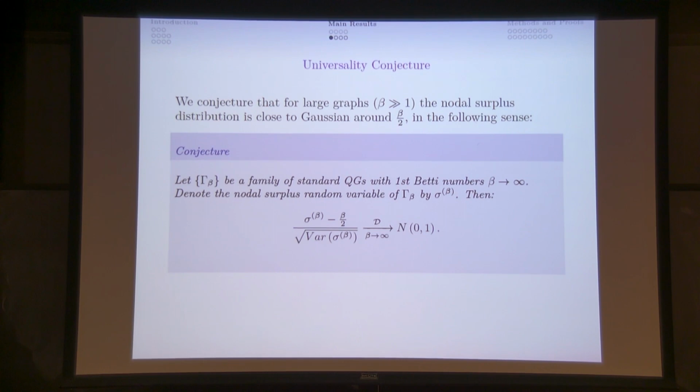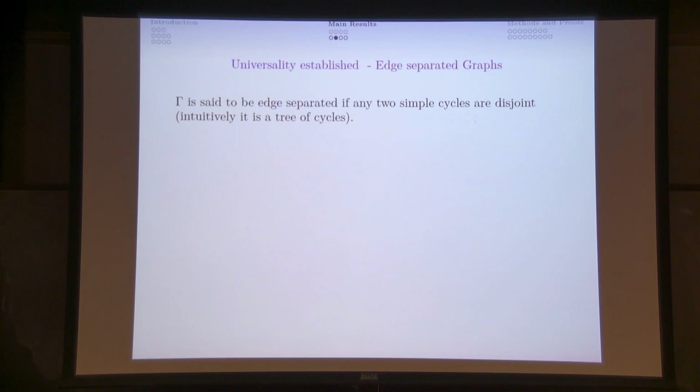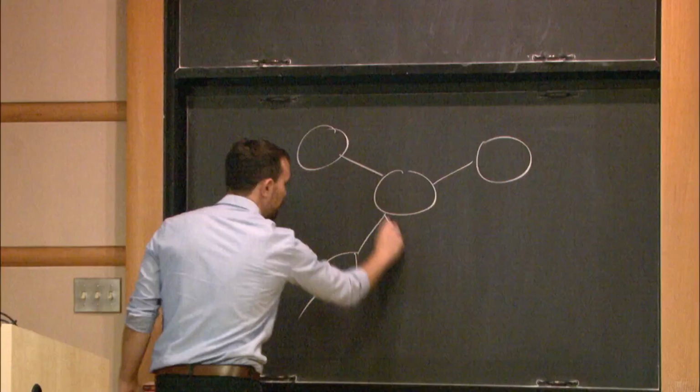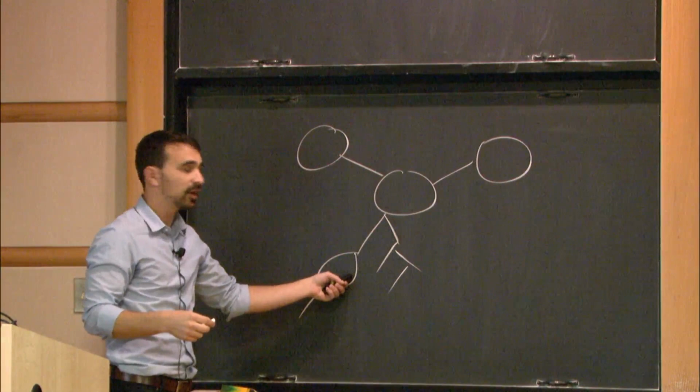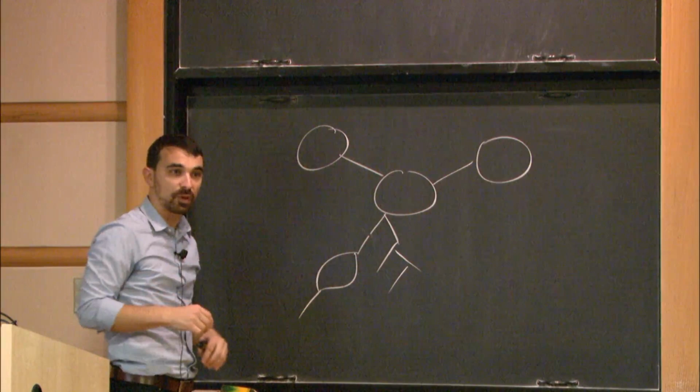And this leads me to the following theorem, the first time where we actually can show that this universality holds, and that's what you mentioned, the edge-separated graphs. So let me draw here just a cartoon of what I'm saying. What I want you to think about is actually a tree of cycles. So assume that we have something like that, and we have some kind of a graph where whenever we have two cycles, there is at least one edge you can remove in order to distinguish them, to disconnect them.